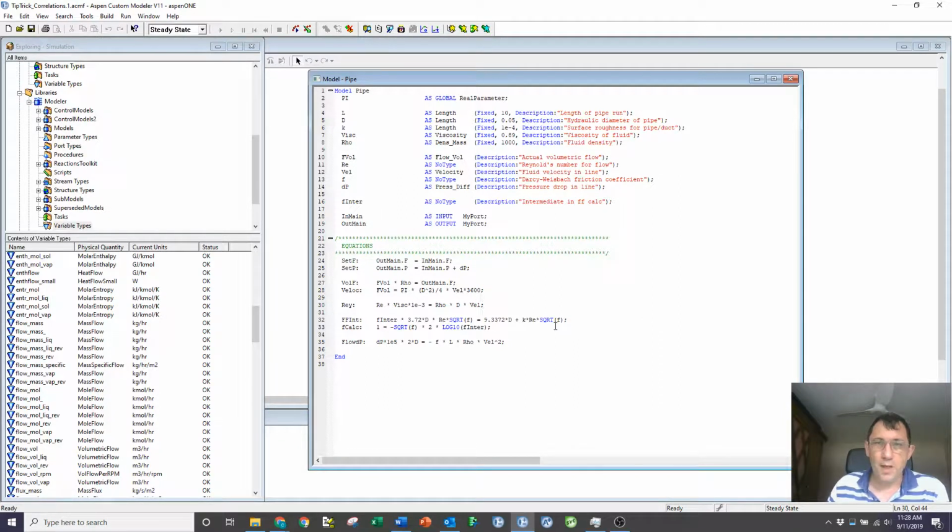Then I've got the two equations that I showed you in the Word document, to calculate f_inter based on f. And then finally, I've got the Darcy-Weisbach equation of pressure drop. And again, pressure drop is determined in terms of bar, and I want it in terms of Newton per meter squared. And so I need to multiply that by 10 to the 5 to go from bars to Newton per meter squared and get everything else to be in the right units of measurement. Okay, so I've run through quite a lot there, but hopefully that covers what you need.